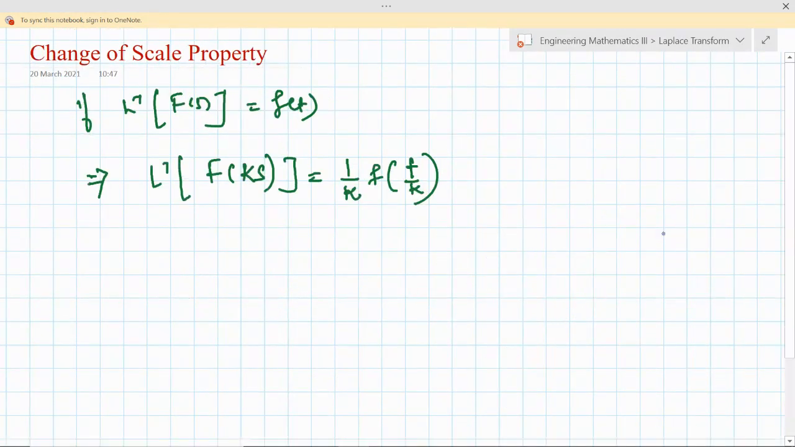Now let us move forward. Change of scale property. I think this is obvious as that of Laplace transform. I'm not going to talk more about this. Inverse Laplace of F of s is equal to f of t. Then inverse Laplace of F of ks is nothing but 1 upon k f of t upon k.